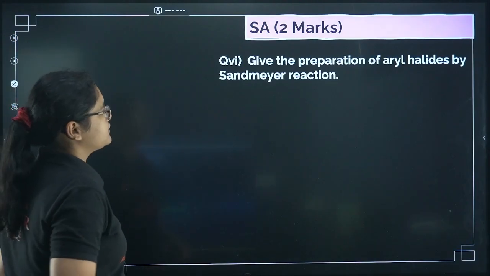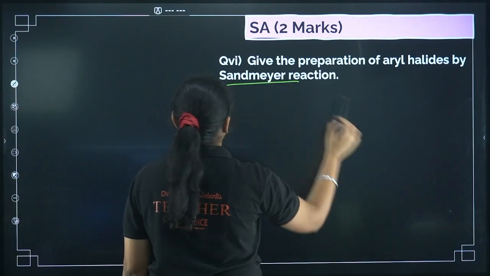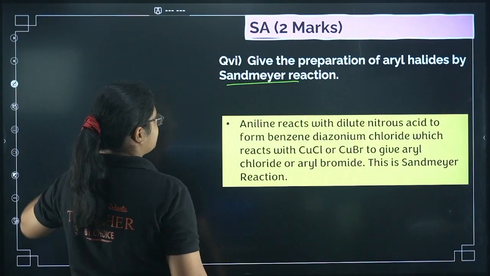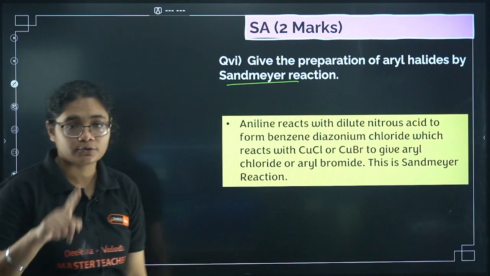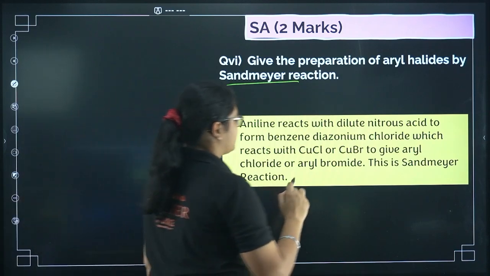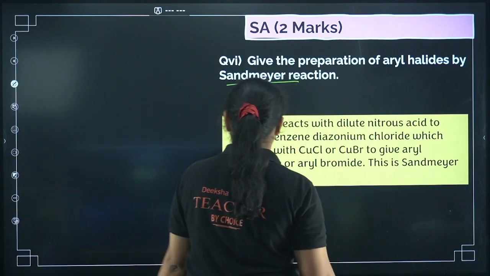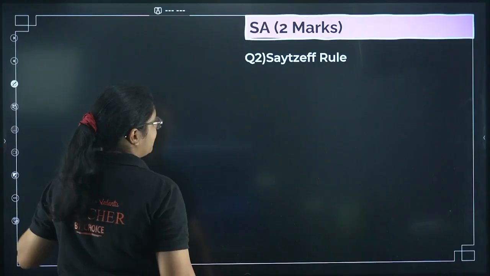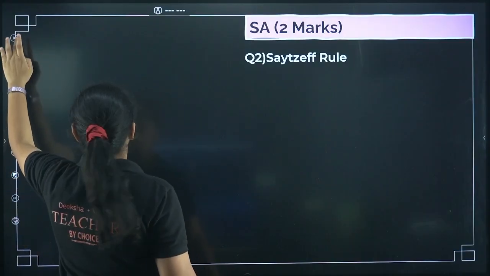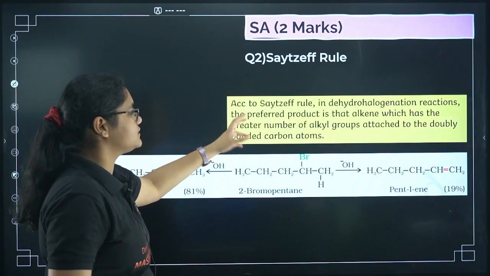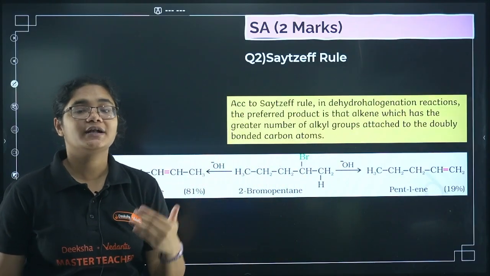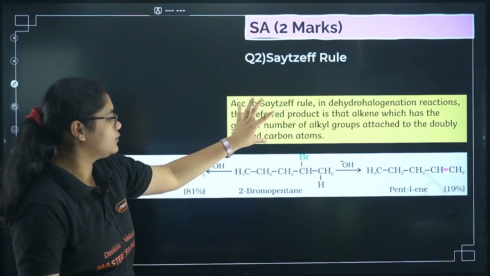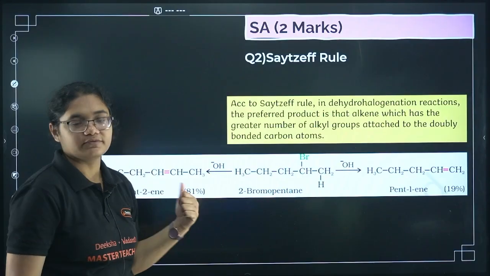Now, the preparation of aryl halides by Sandmeyer reaction. What happens here? Aniline reacts with nitrous acid to give you benzene diazonium chloride. Now, benzene diazonium chloride reacts with CuCl or CuBr to give you chlorobenzene or bromobenzene. Next, what is Saytzeff rule, and give an example. According to Saytzeff rule, in dehydrohalogenation, the more substituted alkene is preferred. Write the rule and then one example you can give here.